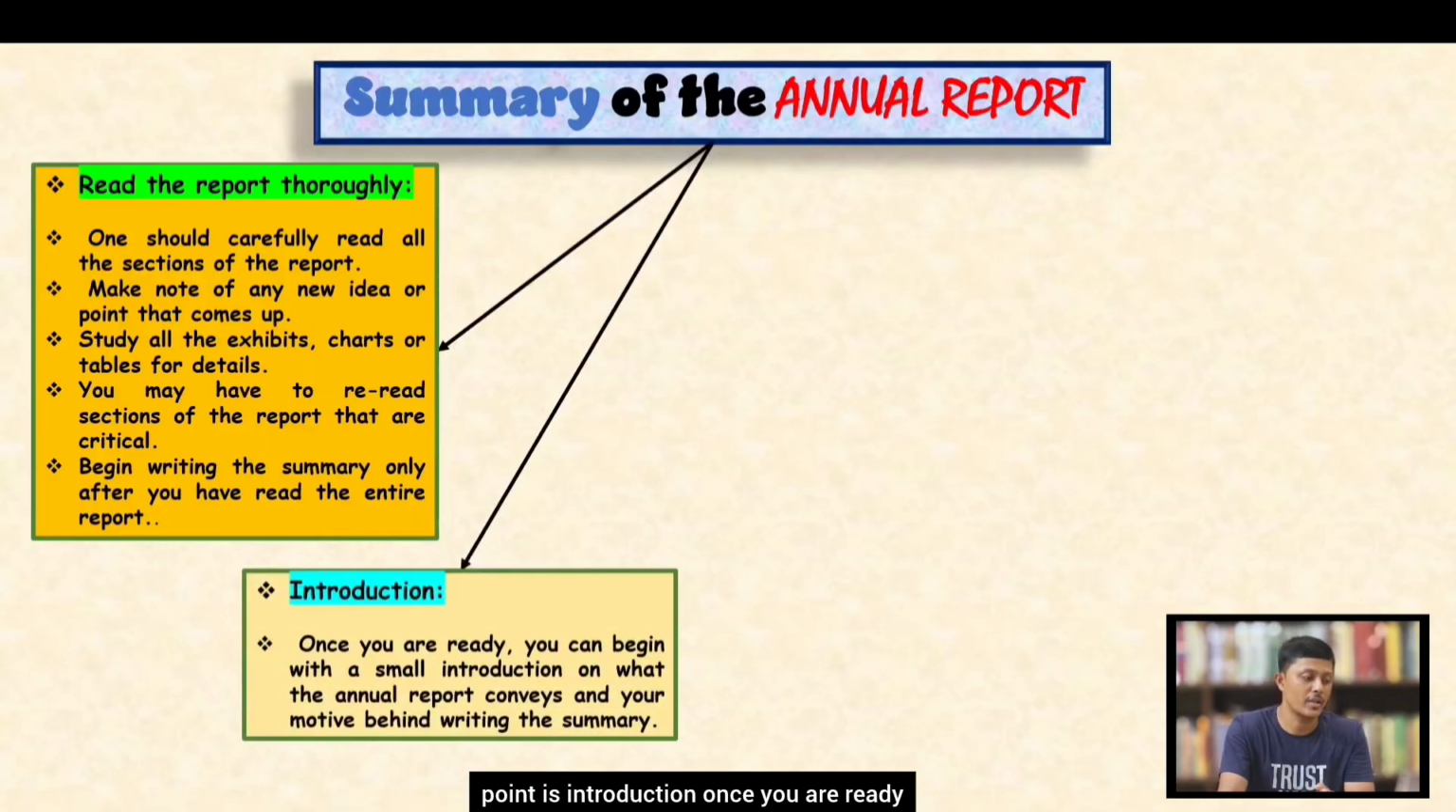The second point is introduction. Once you are ready, you can begin with a small introduction on what the annual report conveys and your motive behind writing the summary. So you have to first make clear your motive, why you are writing this summary. Second, your small introduction of the summary will give the readers a comprehensive idea about what you are going to attempt or what is in your mind.